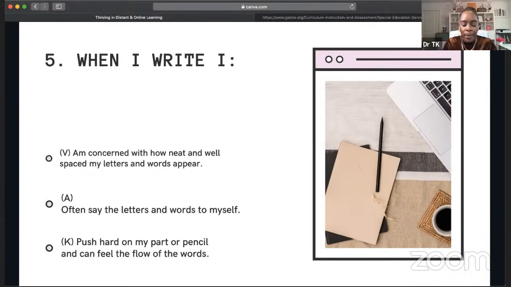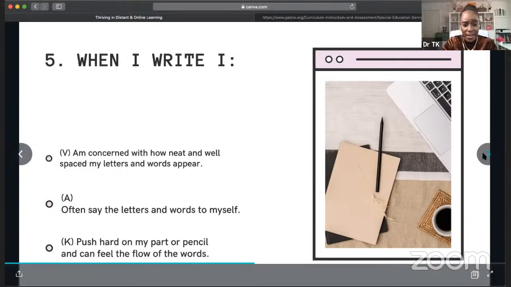So when you're writing, you're probably like, and then she went to the store. You're talking to yourself. That's auditory. And then K is maybe you get the pen or pencil or crayon and you push hard on your writing utensil because you need to feel the flow of the words. Like, I really feel this right now, right? And that may elicit some type of emotion.